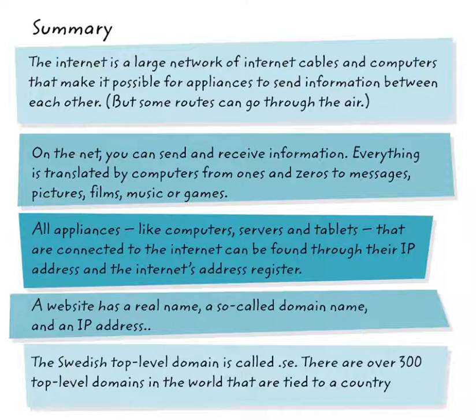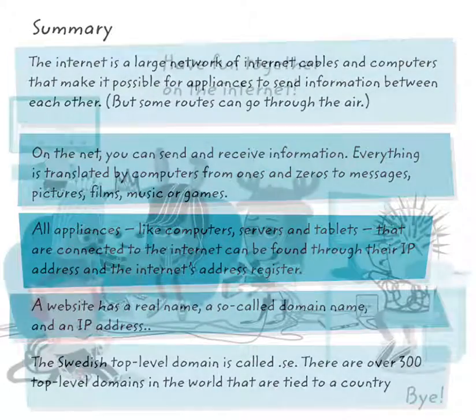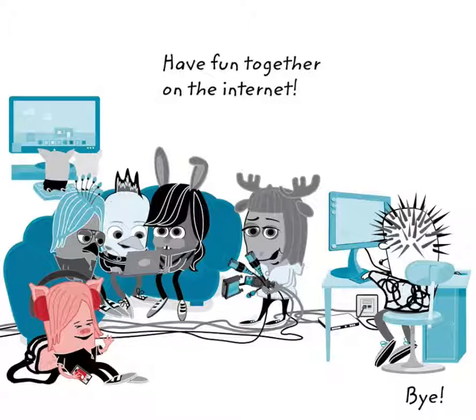A website has a real name, a so-called domain name, and an IP address. The Swedish top-level domain is called .se. There are over 300 top-level domains in the world that are tied to a country. There you go. Now you know a little more about the global computer network called the internet, which is used by 2.7 billion people. Have fun on the internet!